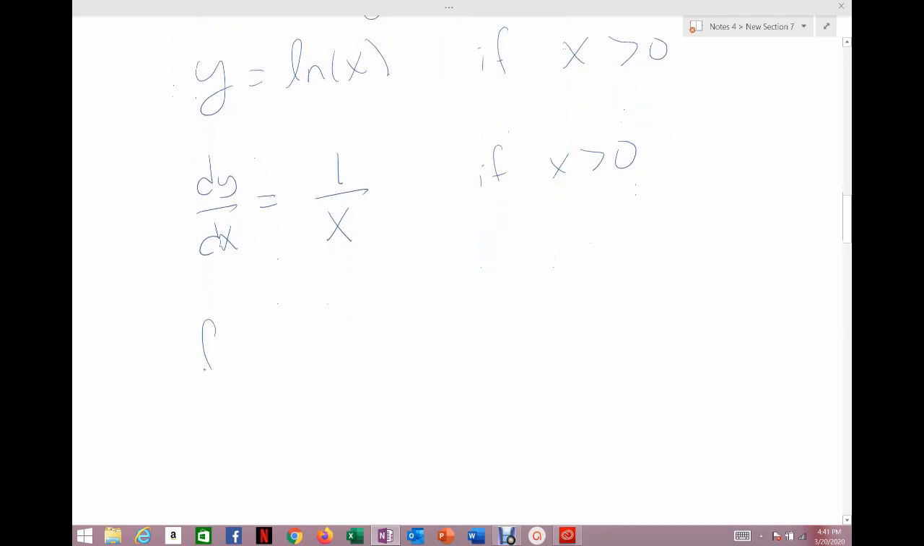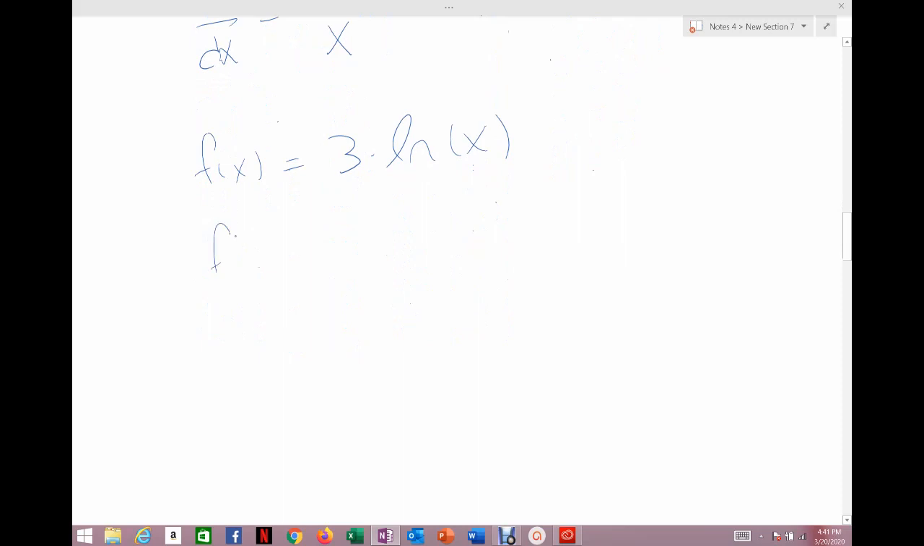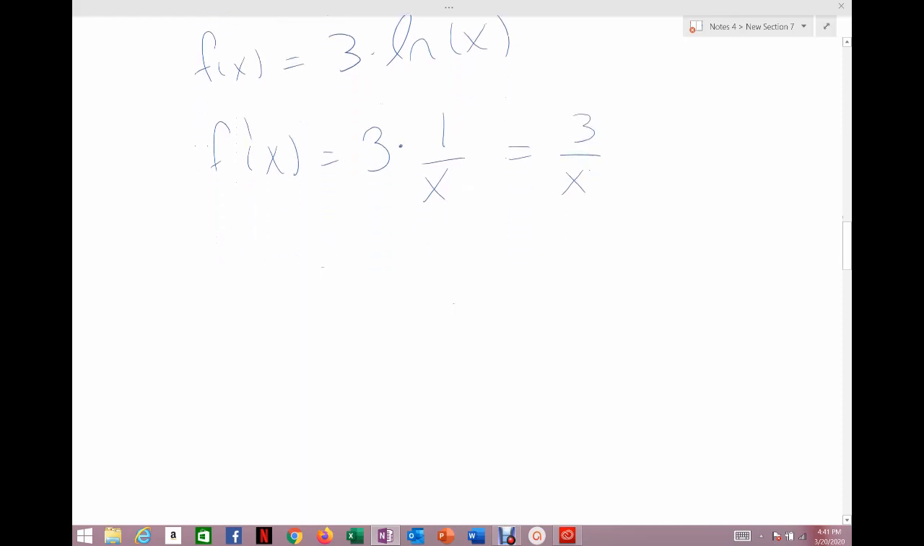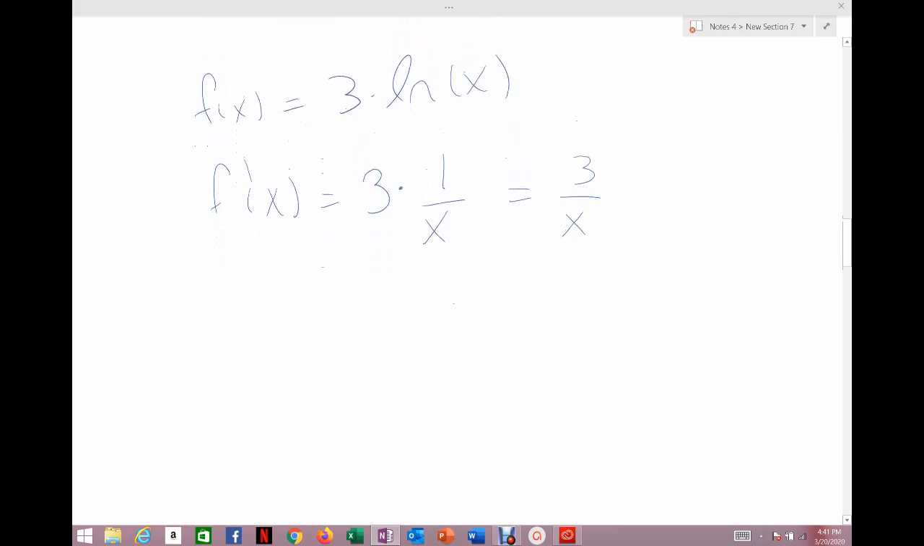And so if I have a function that's 3 times the natural log of x, well, its derivative, the 3 is just a constant multiplier, it's going to come along, times the derivative of natural log. Well, the derivative of natural log is 1 over x, and so it simplifies to 3 over x. Again, 3 times the derivative of natural log is 3 times 1 over x, which simplifies to 3 over x.